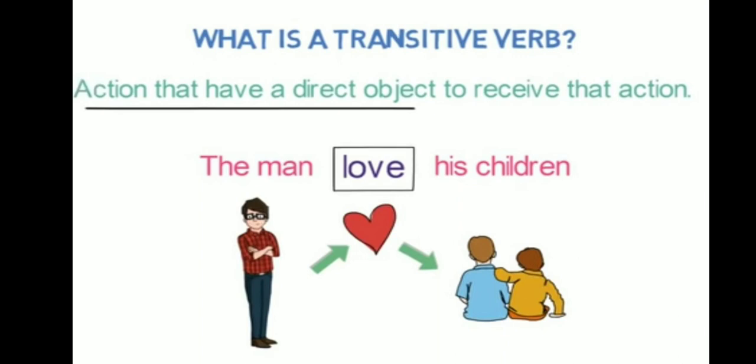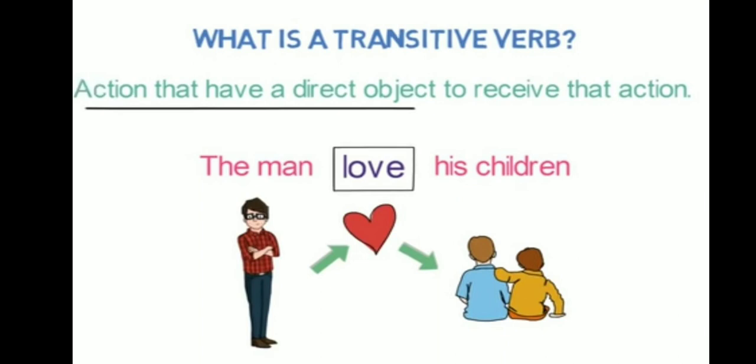Let's see examples. A transitive verb is an action that has a direct object to receive that action. For example, the man loves his children. The man is the doer, loves is his action, and the object is his children. So they are the receiver of that action. So love is a transitive verb.